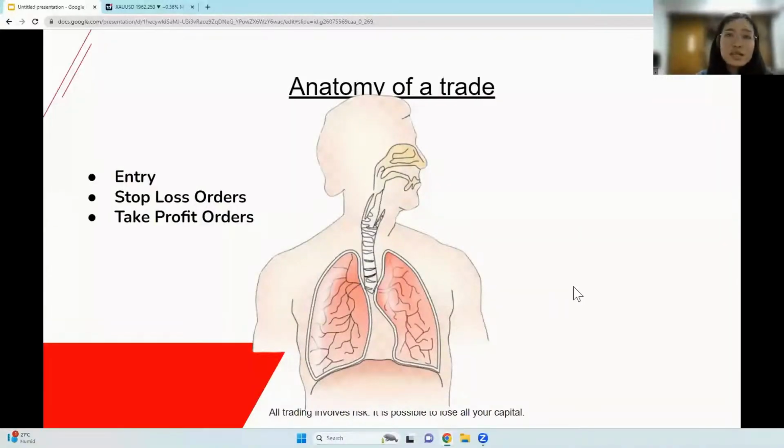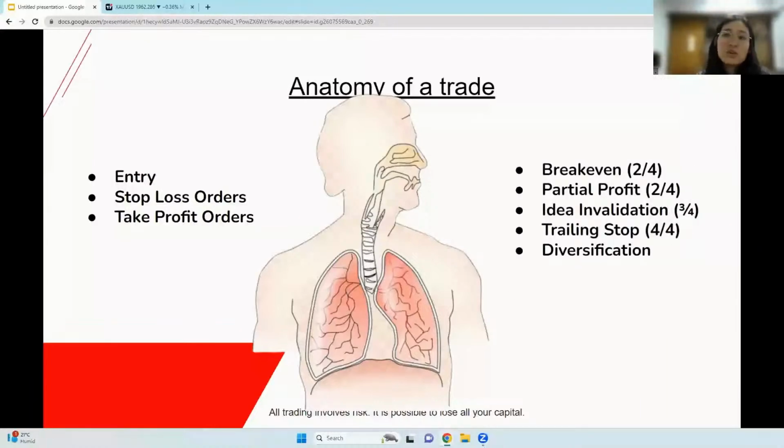So the anatomy of a trade, basically you guys know this. This is pretty basic. Your entry, stop loss orders, take profit orders, but it also takes into account your break even, partial profit, idea and validation, trailing stop loss, as well as diversification of your portfolio. We go through these more in depth in our other webinar series on risk management, but I'll just go through a couple of exit strategies as well as entry strategies in this webinar, and then we'll take a look at the gold charts after this.